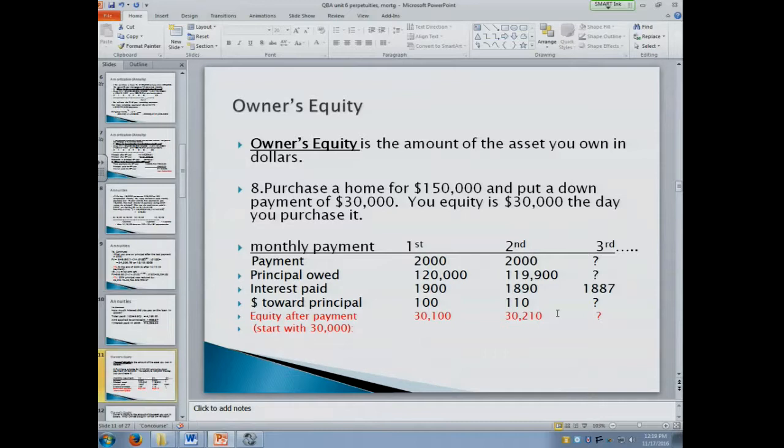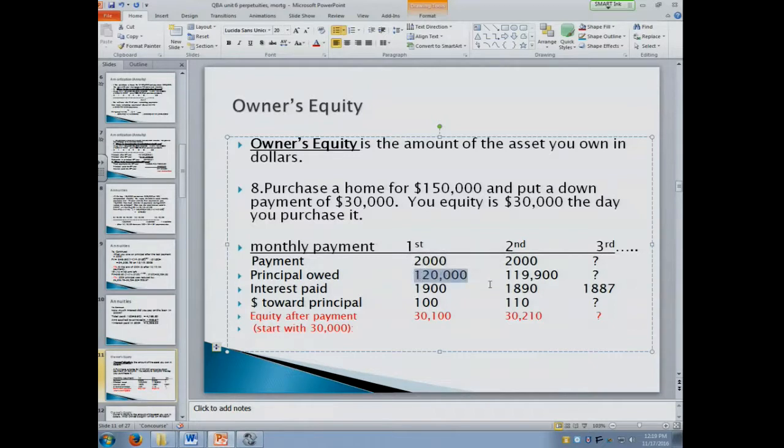So I'm going to show you one right here. You purchase the house for $150,000 and you put down $30,000. So on the day you close, you have $30,000 in equity. Let's go to your first payment. Your first payment is $2,000. Okay? Part of that $2,000 is interest, part of it is principal. You owe $120,000. You were paying interest on $120,000.